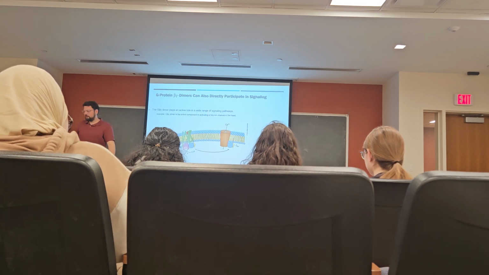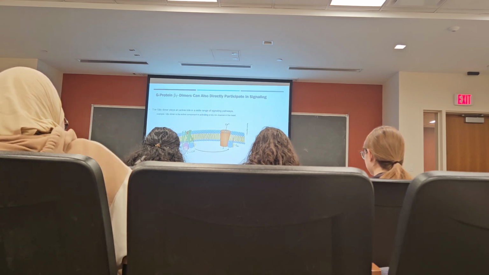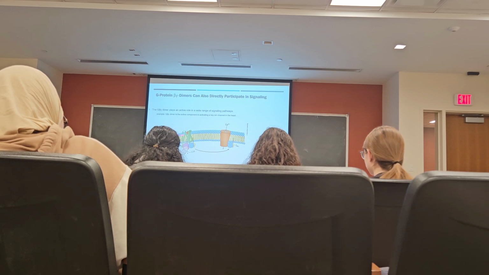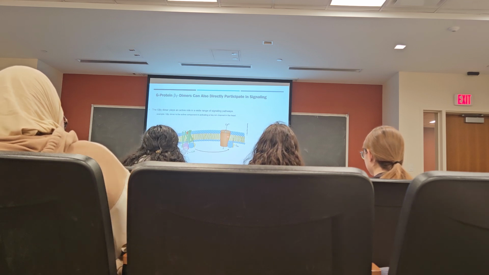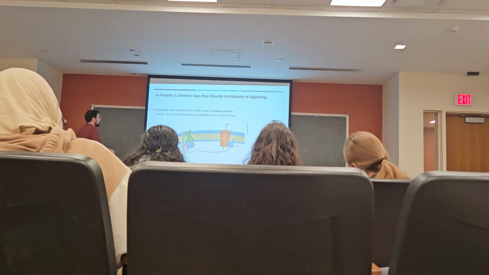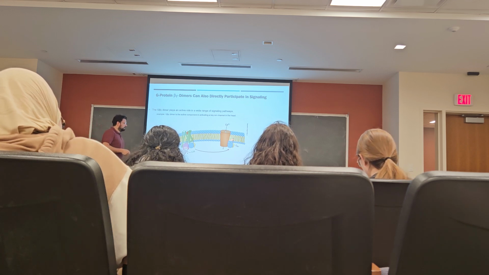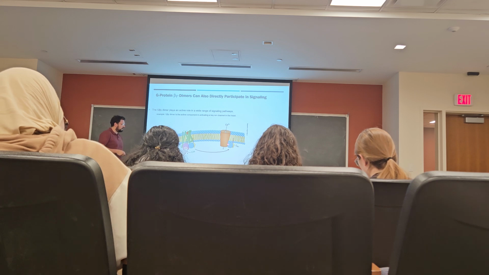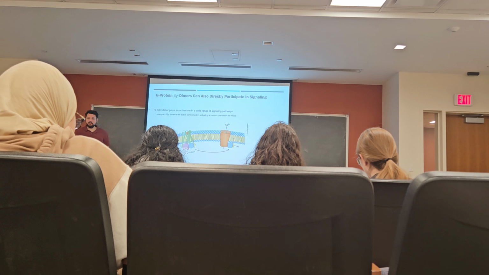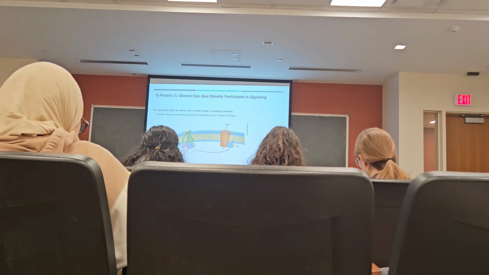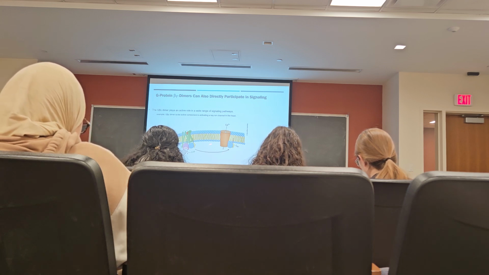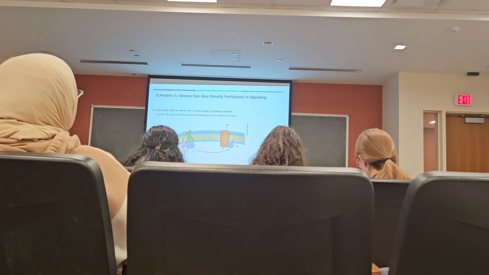Now this G beta gamma that is released upon activation by beta adrenergic receptor is not just garbage. This G beta gamma can also participate in signaling. For example, in the heart, this G beta gamma can actually interact with calcium channels. And these calcium channels allow the movement of calcium into the cell, right? And what do we know about having calcium in the cytosol of a muscle? What does that trigger? It triggers muscle contraction, right?